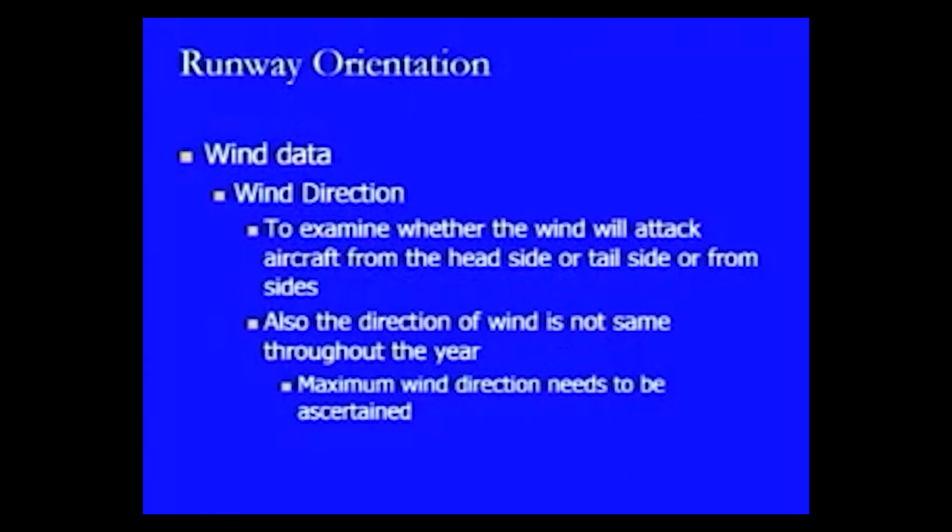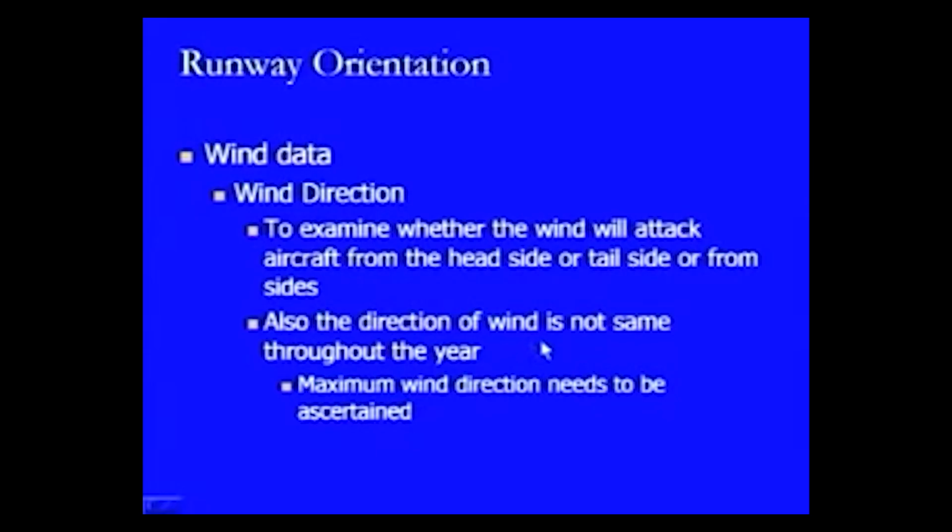Now, in the case of wind direction, when we are looking at the wind data, what we will try to do is find out in what way this wind is going to create an effect on the aircraft. That is, whether it is coming from the front side or from the back side, or it is going to create an effect from the sides of the aircraft. In that sense, it will be termed as the headwind, the tailwind or the crosswind respectively.